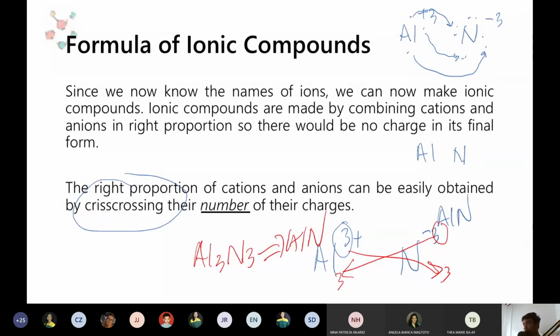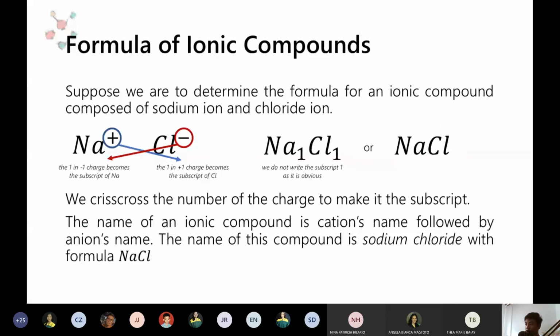Basta ang idea lang is that to get the formula of ionic compounds, you do the crisscross. Paano uli yung crisscross? The exponent ng metal, ilalagay mo sa non-metal subscript. Itong 3 na exponent, magiging subscript ni anion. Itong 3 na charge ni anion, magiging subscript ni cation. And you reduce the charges if possible. Okay, so let's have the rules.